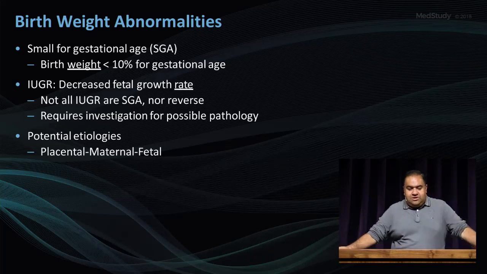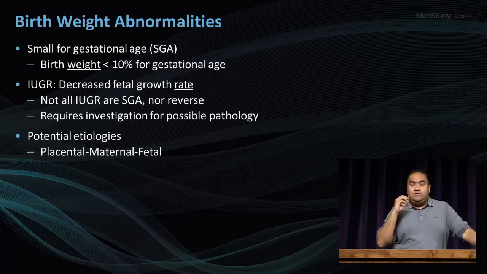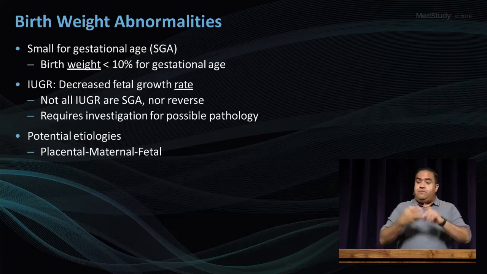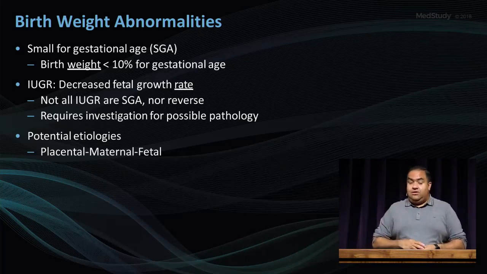Some birth weight anomalies, we talked about SGA, AGA, and LGA. Remember, when you determine classification of where they sit, it's only based on weight. So there's 3 parameters we look at. We look at weight, we look at head circumference, and we look at length, okay?